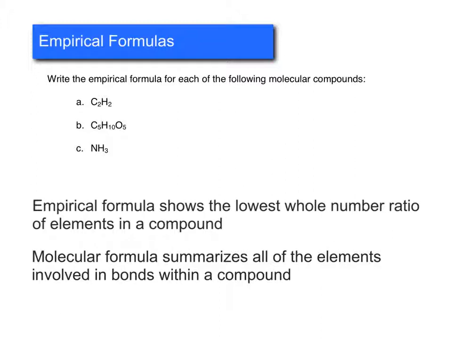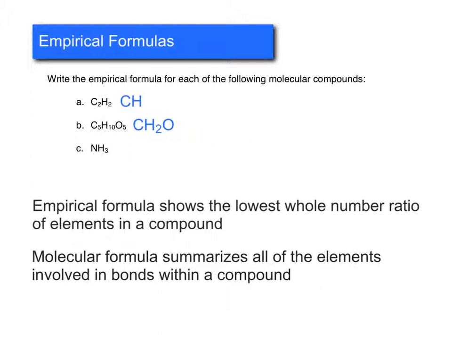Just as a couple of examples, let's figure out the empirical formula for each of these. For C2H2, there are 2 carbons and 2 hydrogens. Both of those numbers can be divided by 2, so we can reduce that to CH, which is the empirical formula. For part B, we have C5H10O5, and each of those numbers can be divided by 5, so we can reduce that to CH2O, because 10 divided by 5 is 2. So there's 1 carbon, 1 oxygen, and 2 hydrogens when we reduce that.